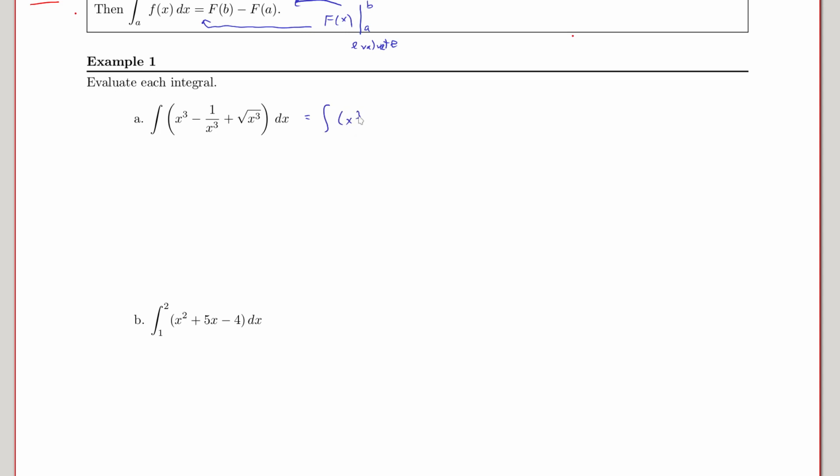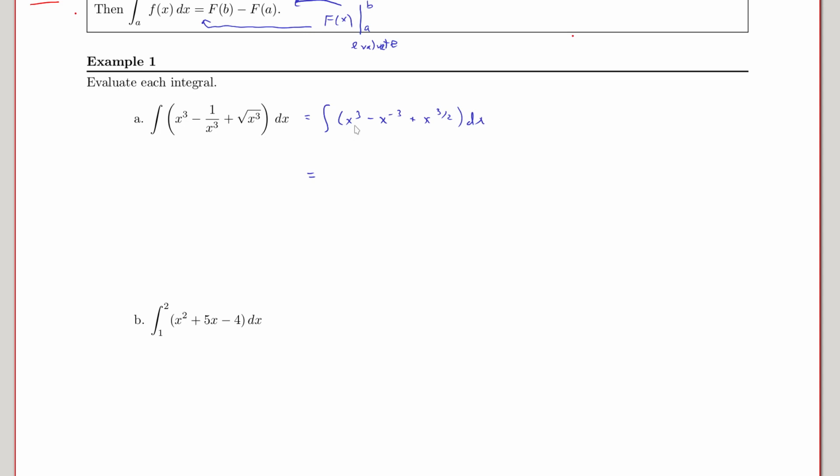So the first term's fine, but we can bring the denominator up using negative exponents. We can get rid of that radical by writing this as x to the 3/2 dx. And now we just use the sum rule, constant multiple rule, and power rule in reverse and integrate term by term.